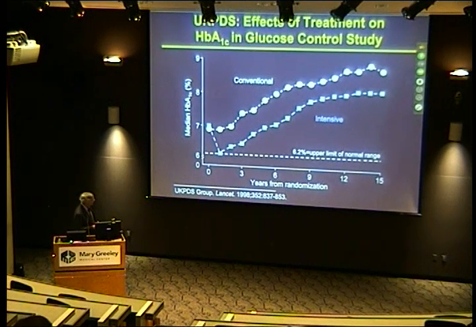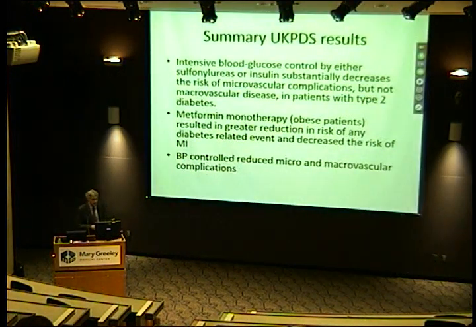And at the end of that period, which was the initial randomization period, they found that intensive blood glucose control by any means decreased micro but not macrovascular disease in patients with type 2. But as they went on, they found out that, again, there was a benefit on macrovascular disease. Except for metformin, even during the randomization period, in obese patients decreased the risk of an MI. And also blood pressure control proved very important.